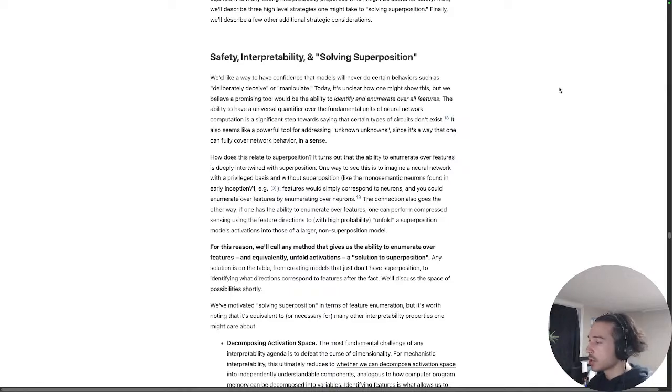The connection also goes the other way. If one has the ability to enumerate over features, one can perform compressed sensing using the feature directions to, with high probability, unfold a superposition model's activations into those of a larger non-superposition model. I'm going to read that part again.